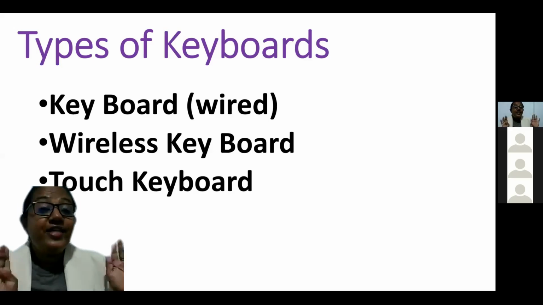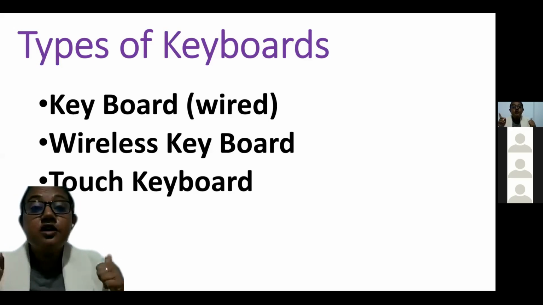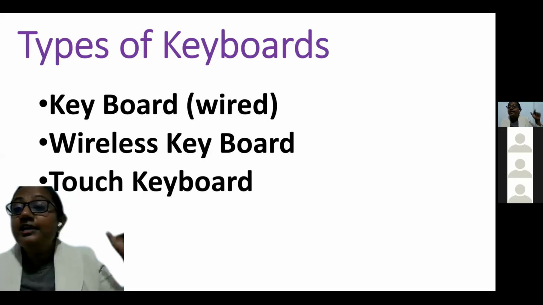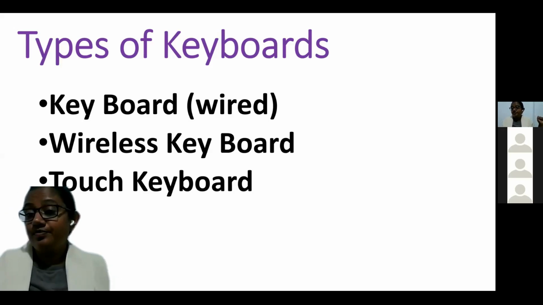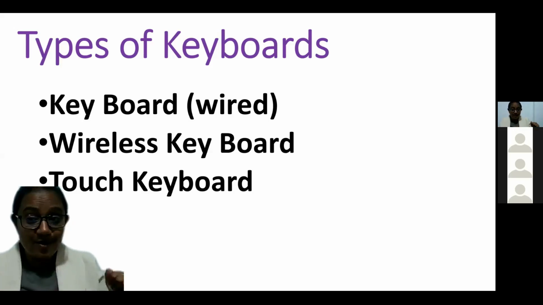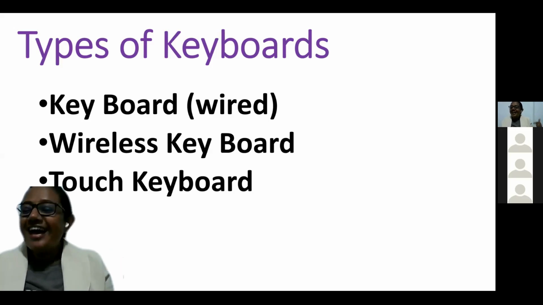There are three types of keyboards. I think you can remember there were three types of mouse. Mouse වර්ග තුනක් තිබුණා. Wired mouse, wireless mouse and touchpad. Likewise, there are three types of keyboards. Keyboard, it means wired keyboard. Wireless keyboard, touch keyboard, right?